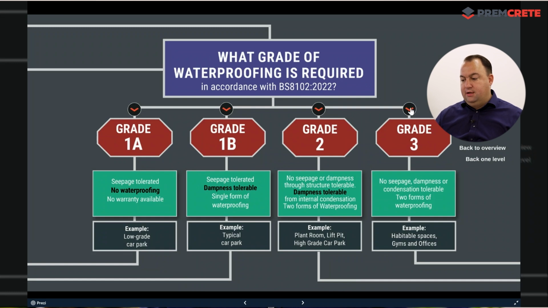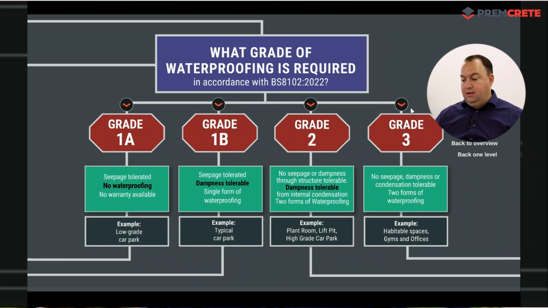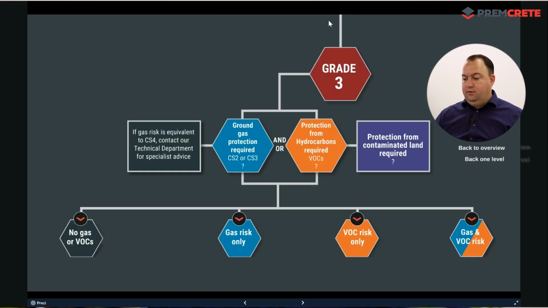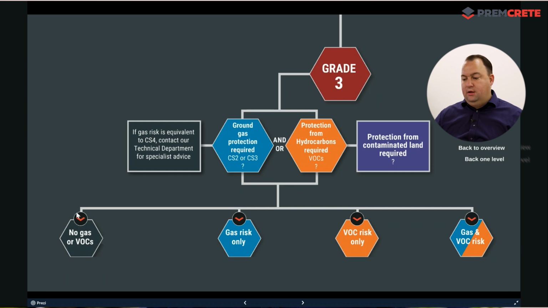It's a habitable space and we need it to be fully dry, no dampness or seepage in the area. Once again, we click on the downward icon and we come to the grade 3 scenario, and it's now asking us, is ground gas protection required, CS2 or CS3, or is there protection from hydrocarbons or VOCs required? Really what we're saying is, other than waterproofing, is there any other protection required in relation to gases and hydrocarbons? And then we come down here and we choose which option we're going to go for.